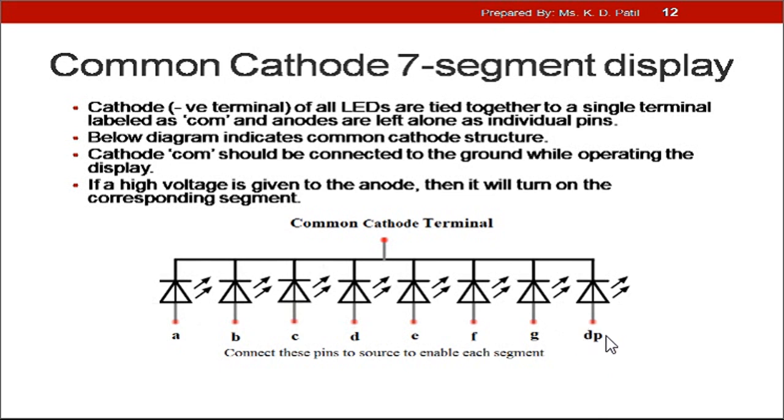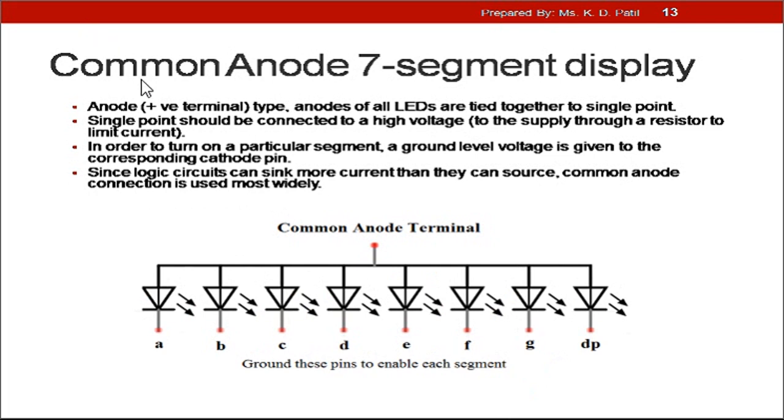And what about this dot? If you want the dot to glow, you can also give a high voltage to the dot and then the dot will also be on. Now let us see the second configuration, that is the common anode 7-segment display configuration.